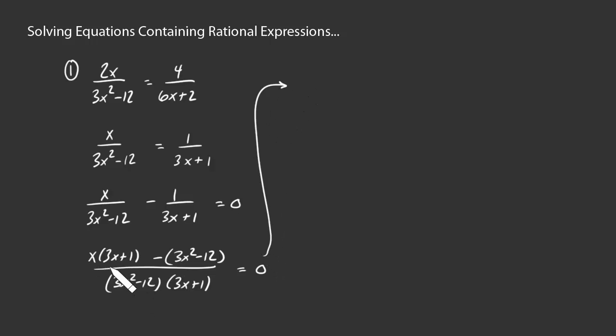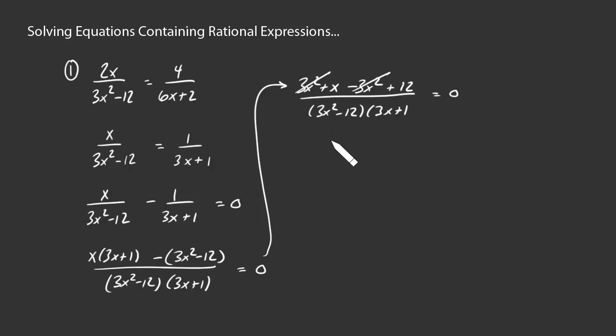Okay. Now, let's expand and simplify this. That's going to be 3x squared plus x minus 3x squared plus 12, over 3x squared minus 12 and 3x plus 1, and that equals 0. 3x squareds drop away. You're left with x plus 12 over this product.